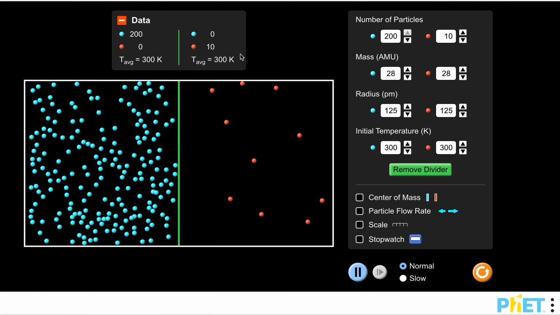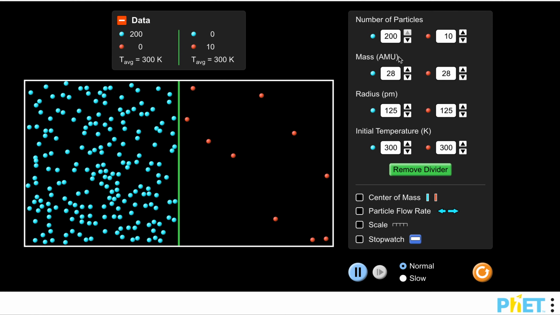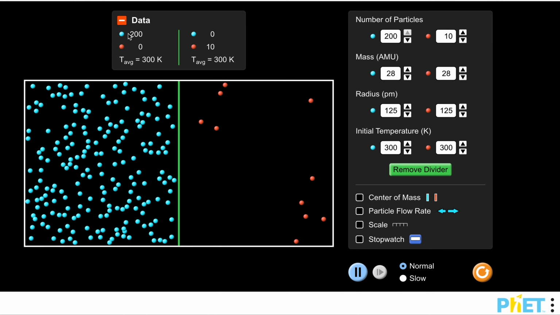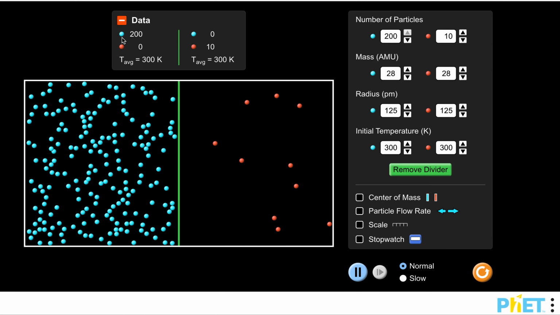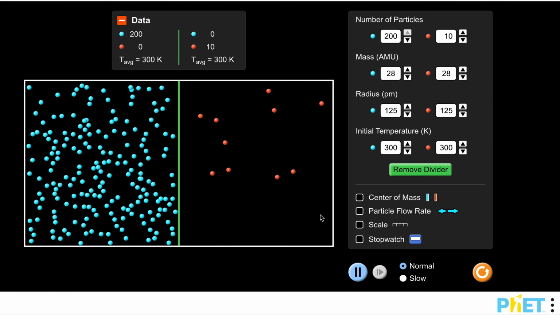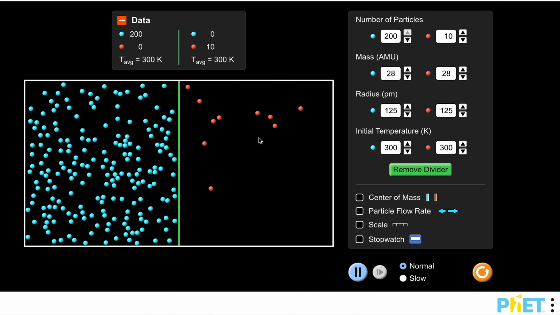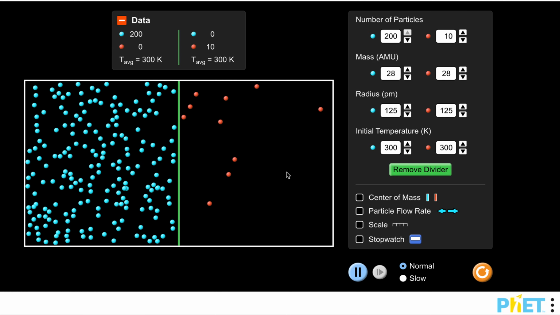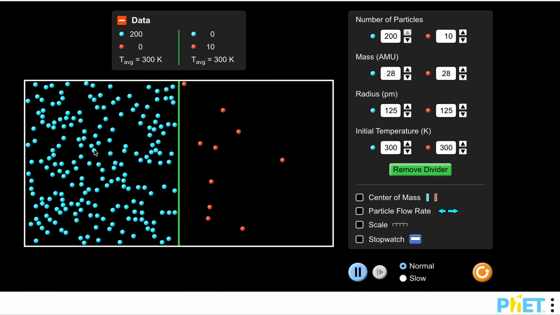So you'll see your data readout changes as you change things over here in the control panel. It's giving you a count. So you've got 200 blue particles on the left side, and you've got 0 blue particles on the right side. Conversely, you have 10 red particles on the right side and 0 red particles on the left side.